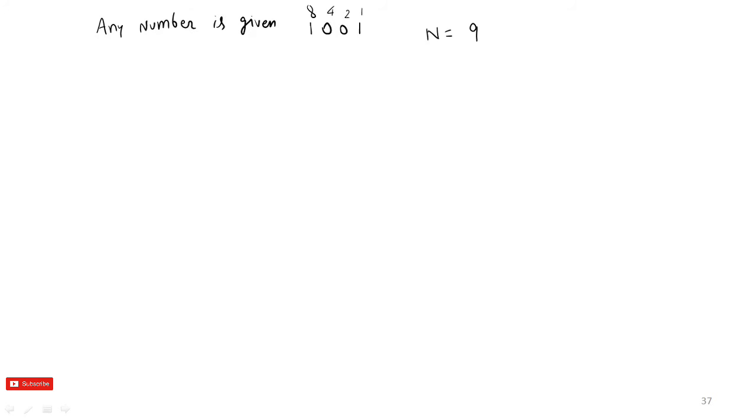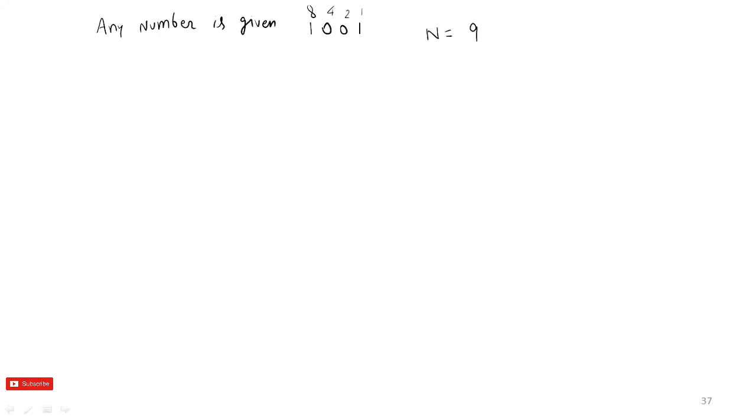Okay, so N means the given number's decimal equivalent, which is your capital N. And capital N minus 2 to the power n, where n means the total number of bits, which is 4. So this will be 9 minus 16 equal to -7. So this number, which is given in 2's complement, in decimal it is -7. Okay.